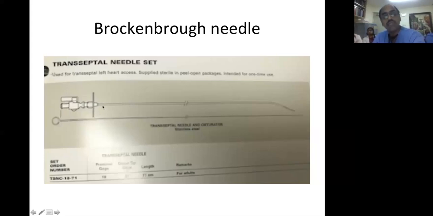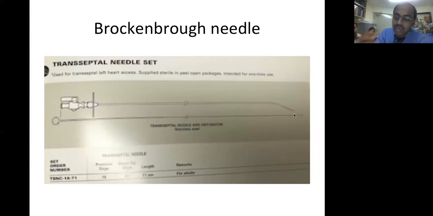The Brockenbrough needle's basic principle is it has a uniform shaft, and towards the last 3 centimeters, it tapers down into a thinner needle. The common adult Brockenbrough needles have an 18 gauge shaft and it tapers to a 20 gauge tip. So 18 shaft, 20 tip is the adult transseptal needle. The same thing, 1 gauge down, 19 shaft, 21 tip, is the pediatric septal puncture needle.